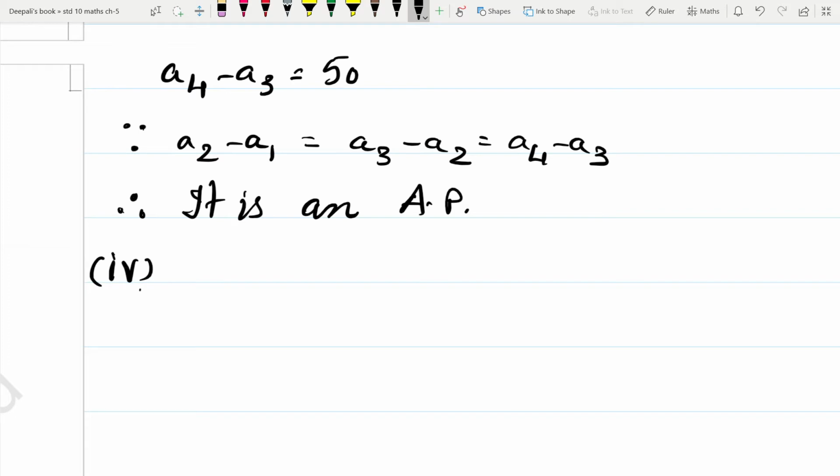The amount of money in the account every year when 10,000 is deposited at compound interest at 8% per annum. Now always remember, when we talk about compound interest, it can never be an AP, and simple interest is an AP. That is the trick to remember. Now we know that the formula for compound interest is A is equal to P(1 plus R upon 100) raised to T.